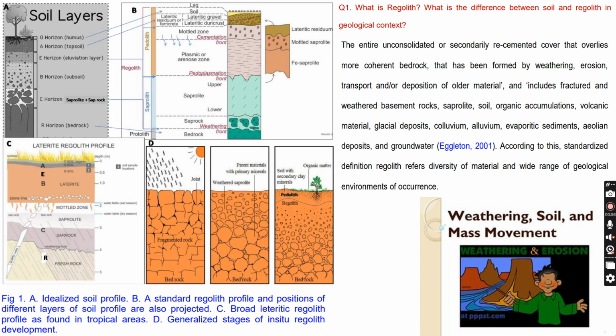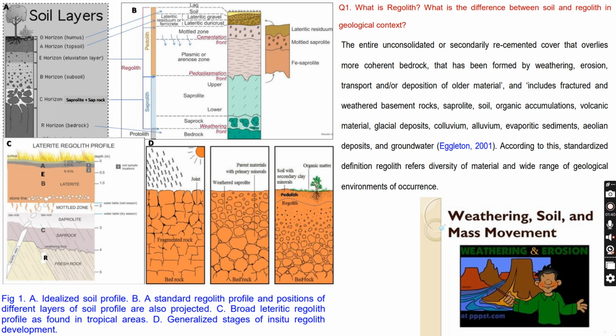So, as we see the definition by Regolith 2001, people have come across this earlier also. The entire unconsolidated or secondarily re-cemented cover that overlies more coherent bedrock, whatever material is available above the in situ bedrock, that is called regolith. That has been formed by weathering, erosion, transportation, deposition. So in situ regolith or transported regolith, both can be distinguished in the field, but overall whatever material is present above the bedrock, above the in situ rock, is called regolith.